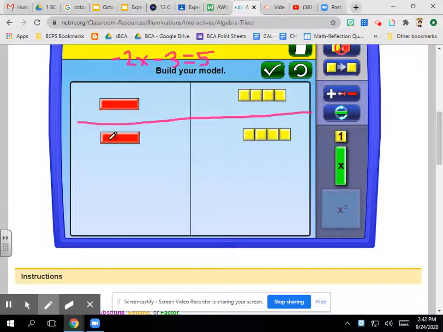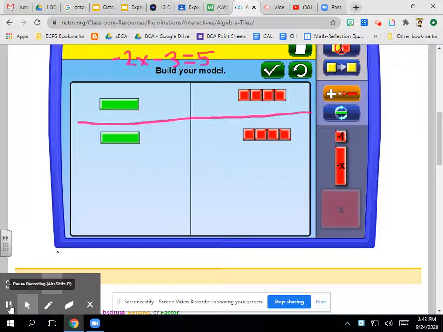But these are negative x's, and I want to work with positive x's. So I could flip the sign, but if I do that to the left side, you better believe I have to do that to the right side. So let's switch our signs and see what happens. I have 1x and it's equal to 4. There we go, there's our solution.